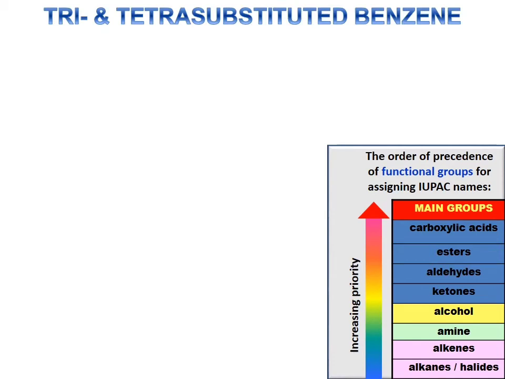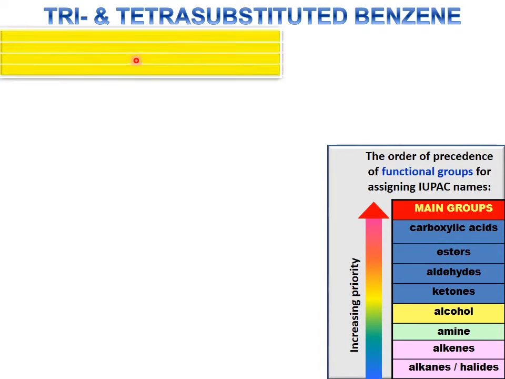Okay guys, how about if you have tri or tetra substituted benzene? Tri means 3 substituents. Tetra means that we have 4 substituents. How? So, if you have more than 2 substituents, okay, so you need to consider this priority. Yang sebelah sini. Okay, so carboxylic acid is the highest priority to become your parent name. Paling rendah adalah alkane dengan halide, alkyl halide. Okay, so you need to consider this priority to choose which one is your parent name.